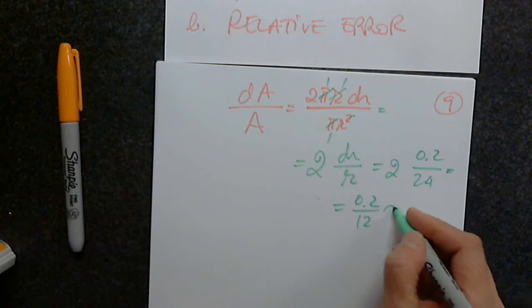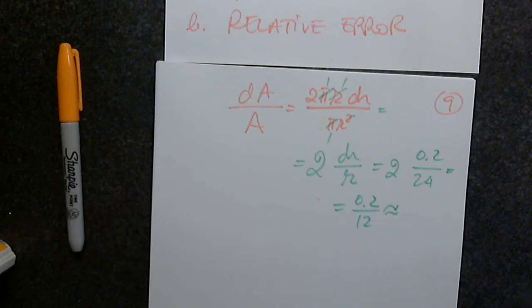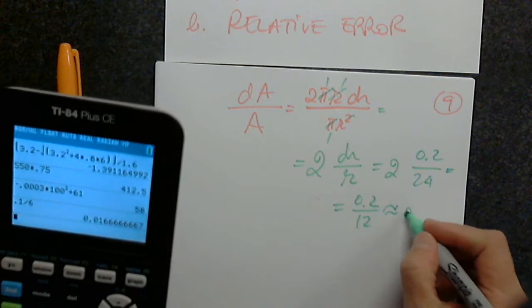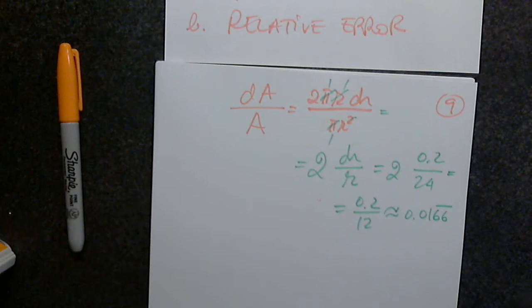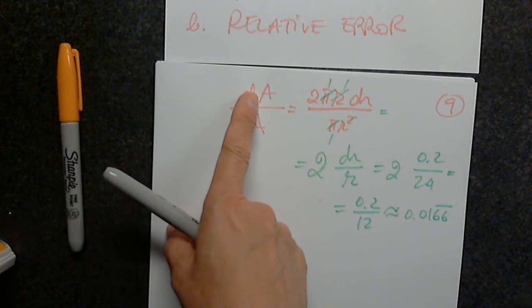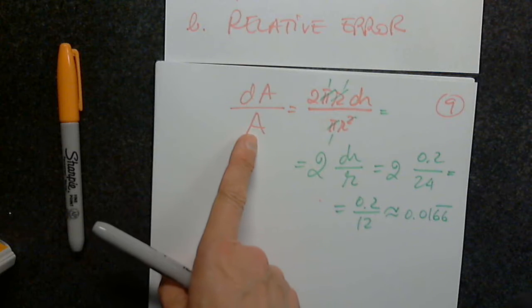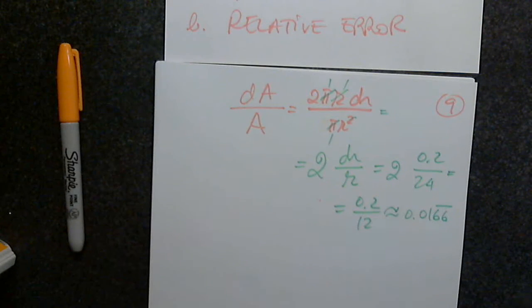And I can approximate it and see what that is. It's 0.1 over what? Over 6. So approximately 0.0166. No measurement unit because the top is measured in centimeters squared. The bottom is measured in centimeters squared. So there is no measurement unit for relative error.